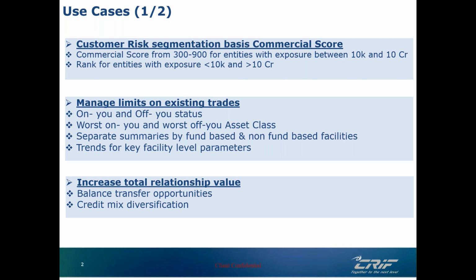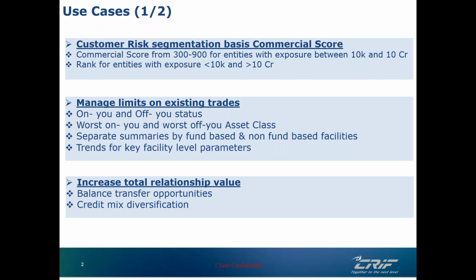The second use case is to manage the limits on the existing trades or the existing facilities that you have extended. How do you do that? The scrub does not just give you the score. The scrub gives you a summary. What does that summary cover?